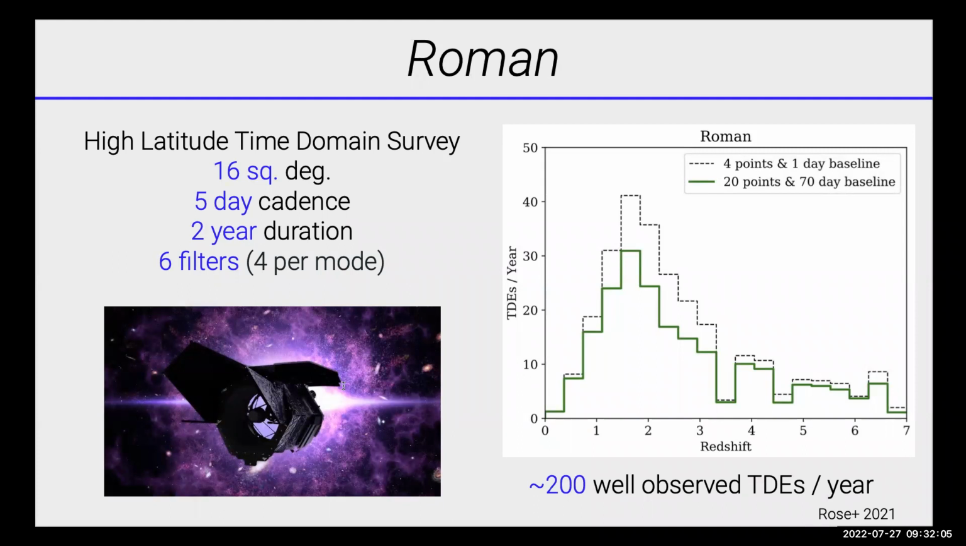But we ran the same experiment with the Roman survey and find that it's probably going to find around 200 TDEs per year, which is way less than LSST. It's a smaller survey. But a key point here is that the difference between any TDE and a well-observed TDE is very small in Roman. So anything that Roman observes is probably going to be well-observed, whereas LSST is going to observe a lot of things with very few data points that are not going to be very useful.